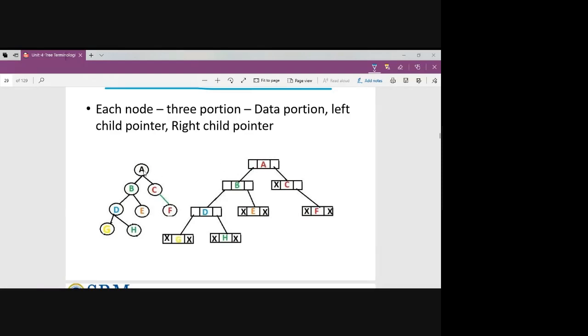So A is your parent node, with B as the left child and C as the right child. A will hold the address of B in the left child pointer, and in the right child pointer it will hold the address of C. Clear? Students, are you clear? Yes, ma'am. So when it is null, it is represented as X, because C has no left child. So null is represented like this. X is null.